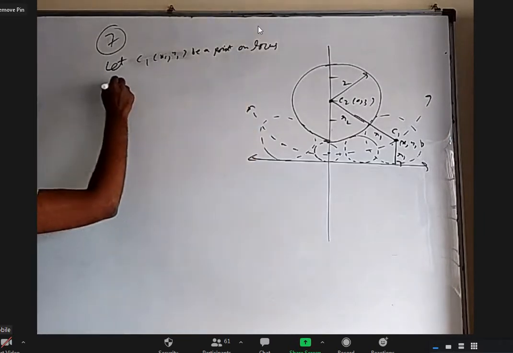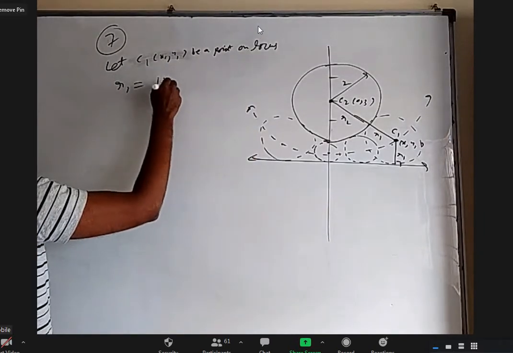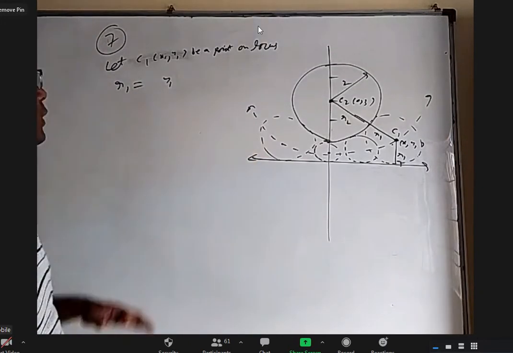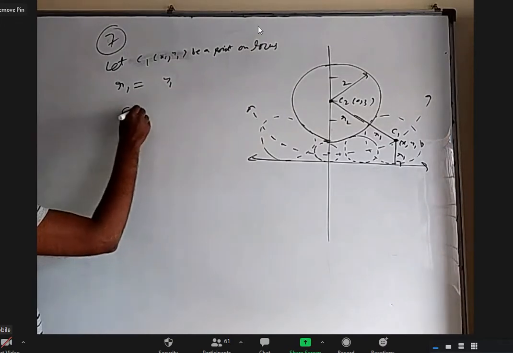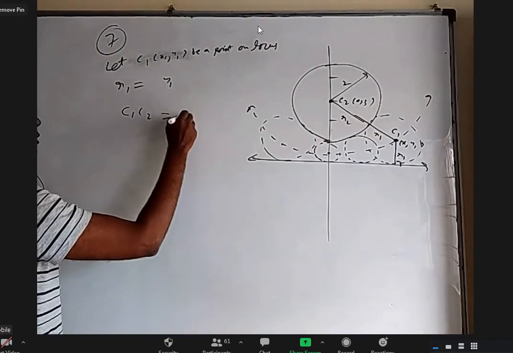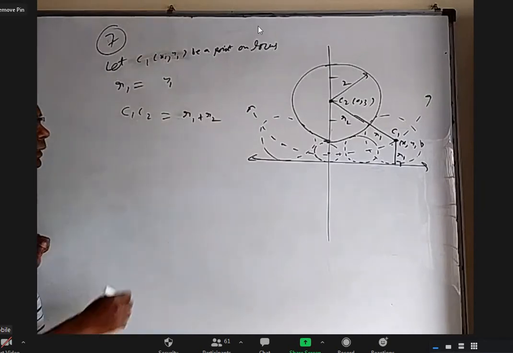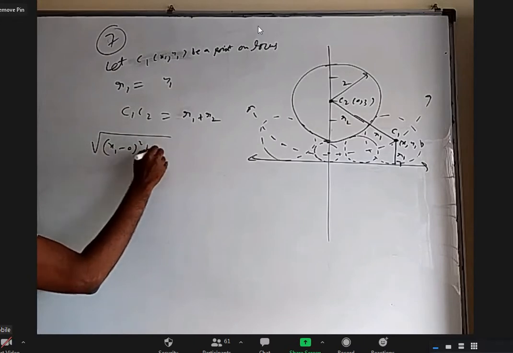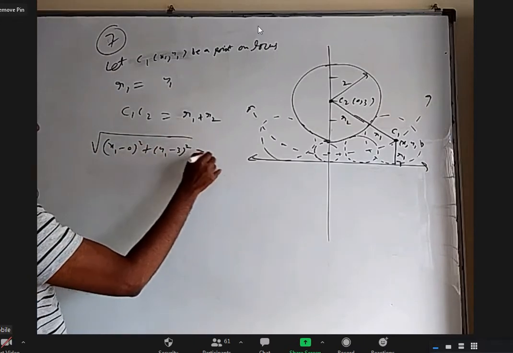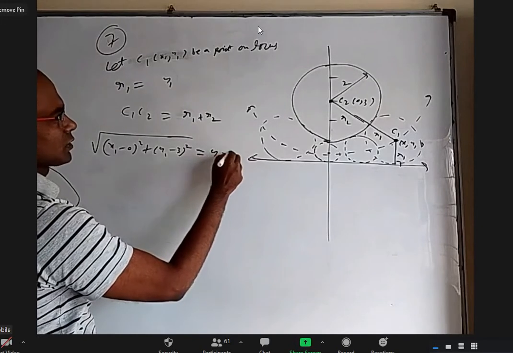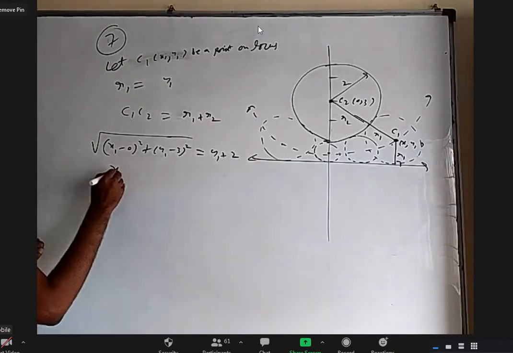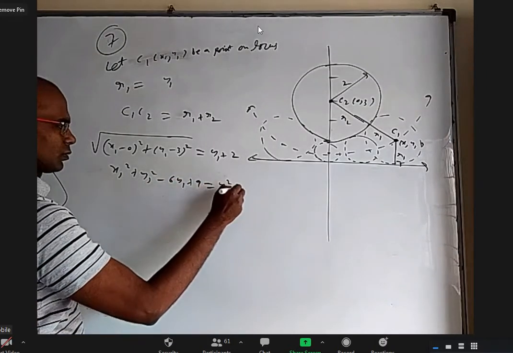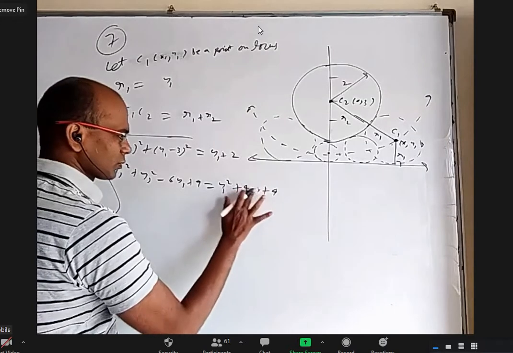Okay, now the radius R1 is equal to mod y1. In fact, it is y1 itself because y1 cannot be negative. Okay, this is the radius. But the two circles are touching, so C1C2 is equal to R1 plus R2. The distance between the centers is square root of x1 minus 0 whole square, y1 minus 3 whole square. The radius of the first circle is y1, the radius of the second circle is 2. Just square it. Look at x1 square plus y1 square minus 6y1 plus 9 equal to y1 square plus 4y1 plus 4.